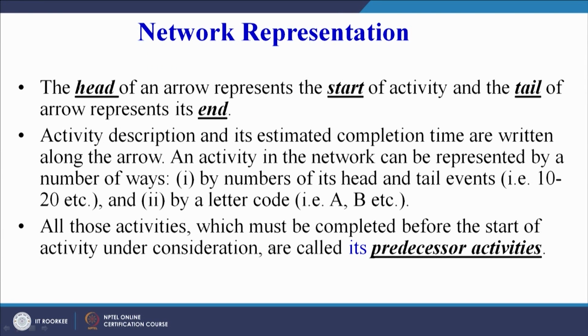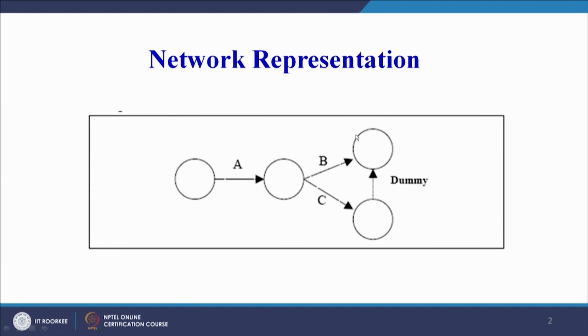So let us see the head and the start. The head of the arrow represents the finish of the activity and the tail of the arrow represents its start. I may have used head and tail in the opposite manner, so the sentence may not be correct, but in the network we can see this is the start of the activity and this is the end of the activity A. This much we must remember.